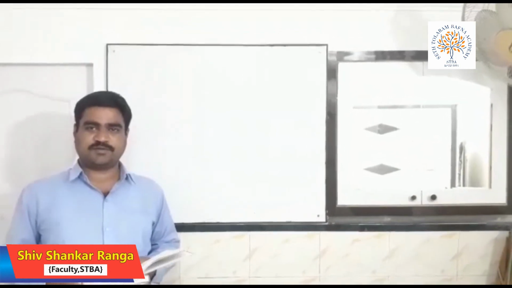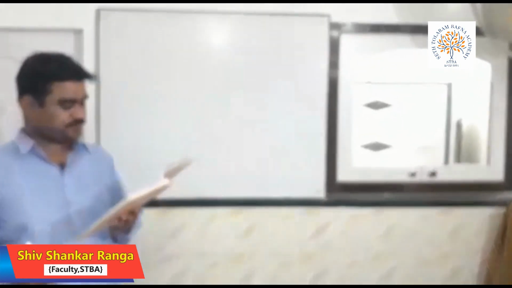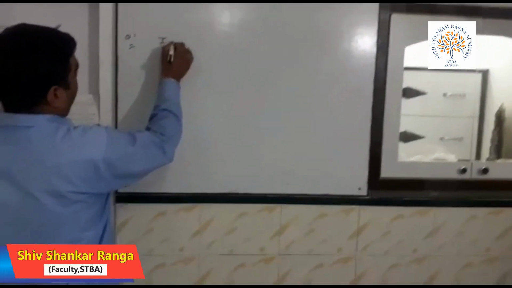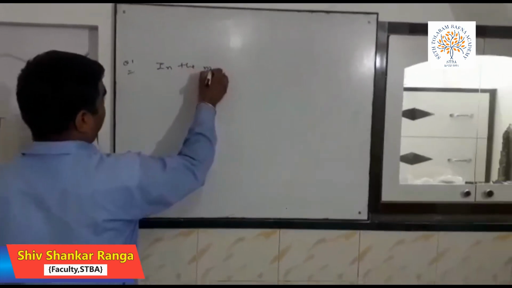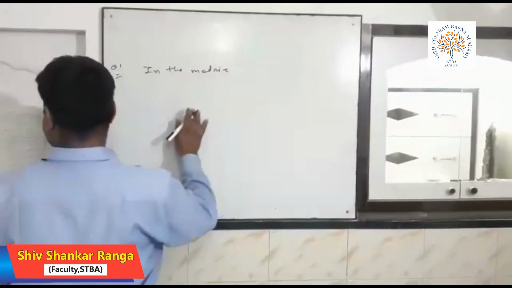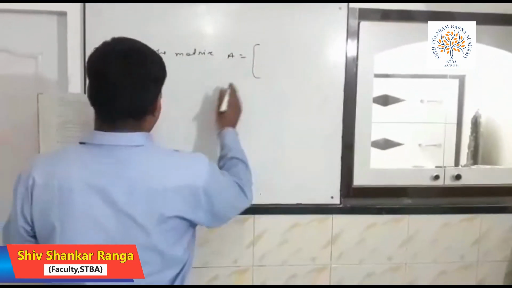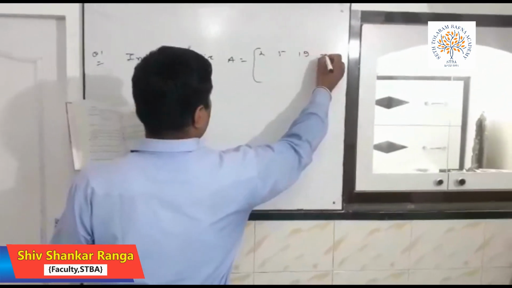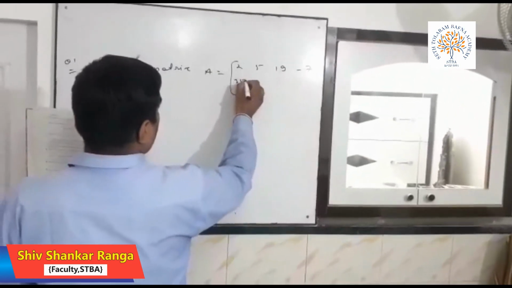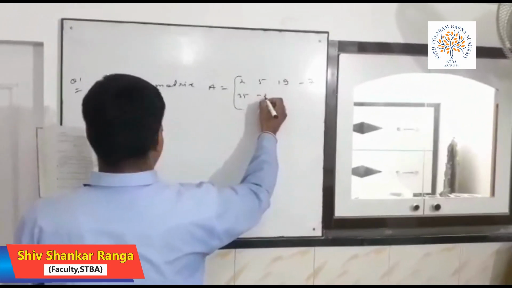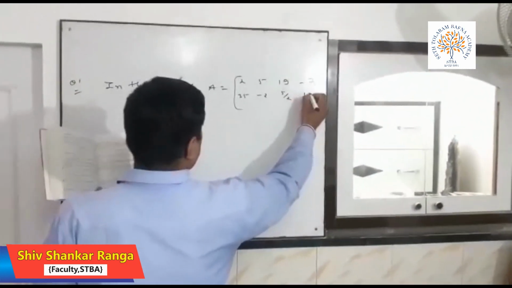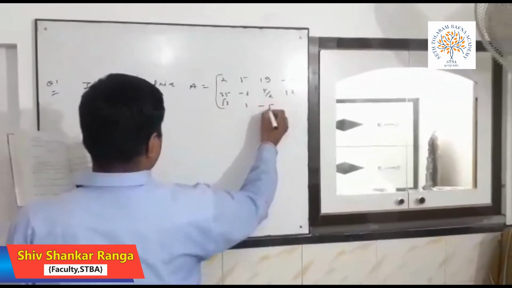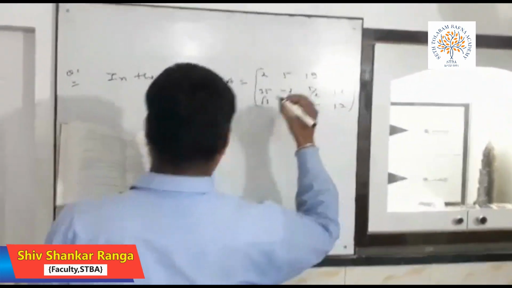We will start chapter 3.1. Question number first. In the matrix A is equal to 2, 5, 19, minus 7, 35, minus 2, 5 by 2, 12, root 3, 1, minus 5, 70.